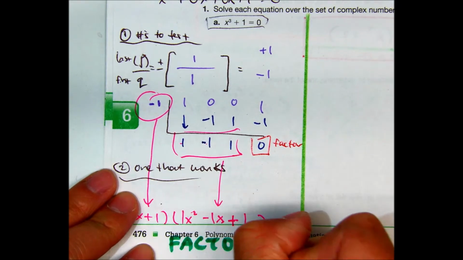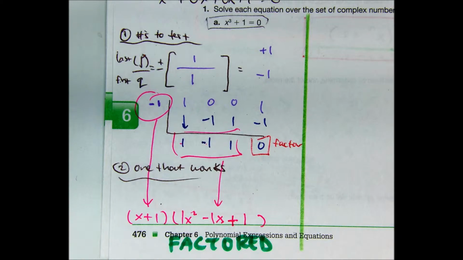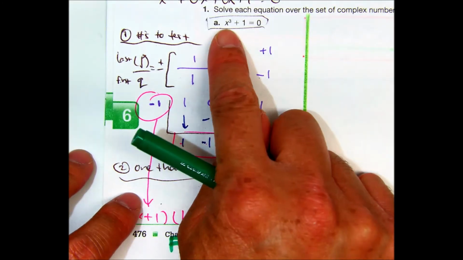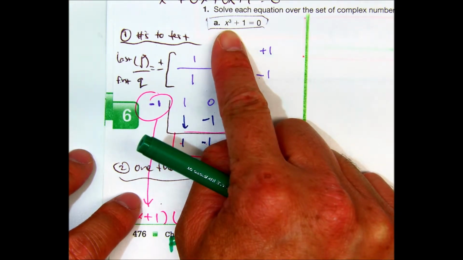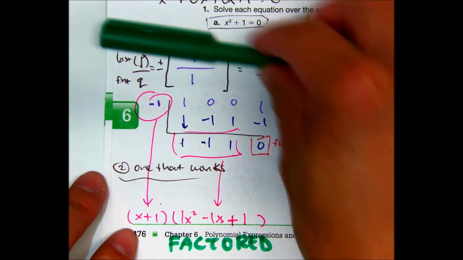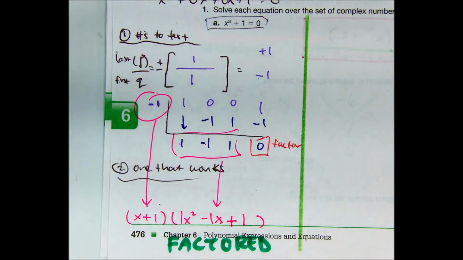Does anyone see another method or a faster way of factoring? Did anyone see that this was a SOAP problem? This was actually the sum of cubes. A plus B, A squared, minus AB plus B squared. So you actually didn't even need to do this. But the great thing about this is that it works.